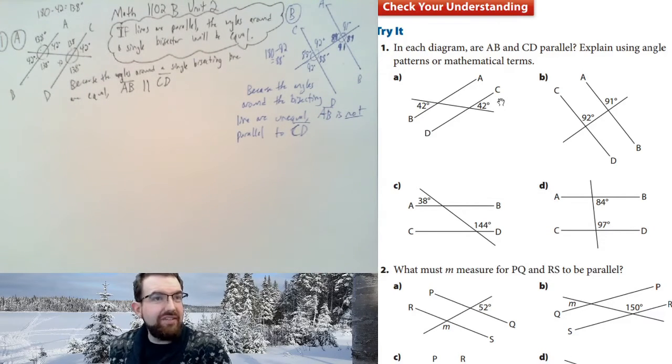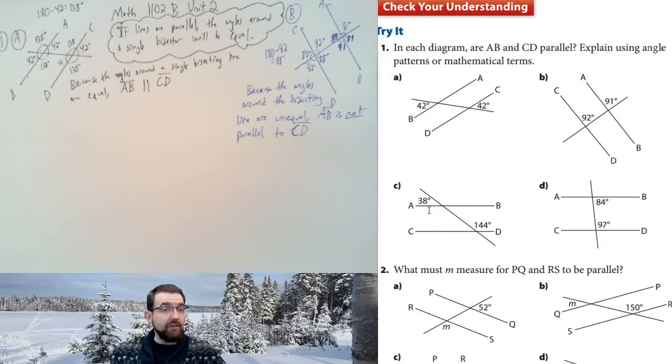Right? So because the angles around the bisecting line are unequal, AB is not parallel to CD. Right? And we can see, I'm not going to go through and do the full example for both of these, but over here, say for example, we know this is 38 degrees. That means this one over here has got to be 180 minus 38, which is going to be 142. So there has to be 142 over here where the cursor is right now. And since that angle is different from this one, that's 142, this one's 144, we know that AB and CD are not parallel in that one.